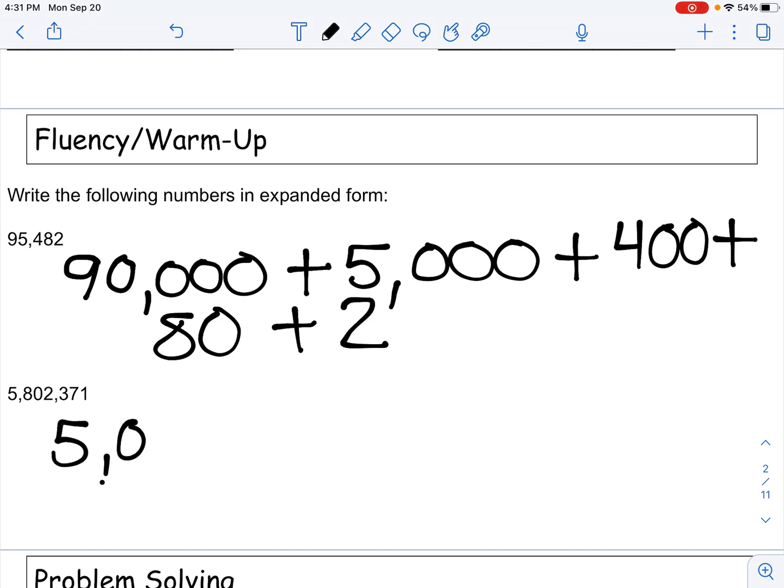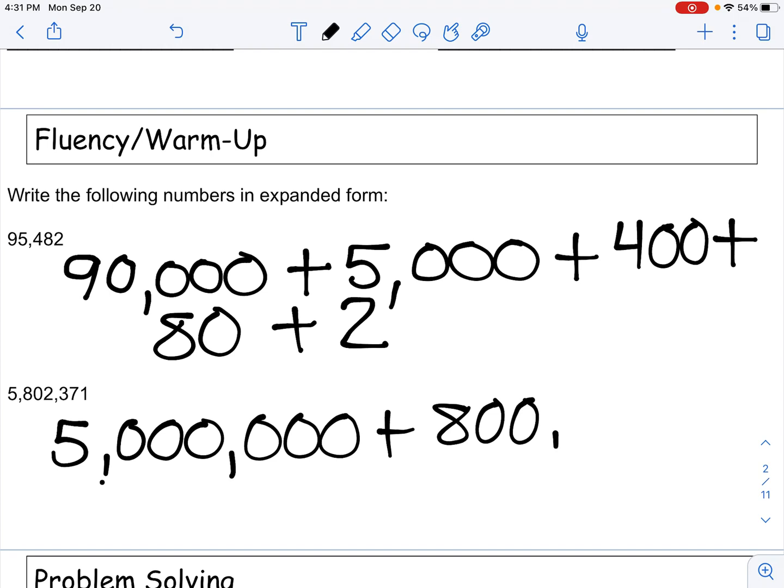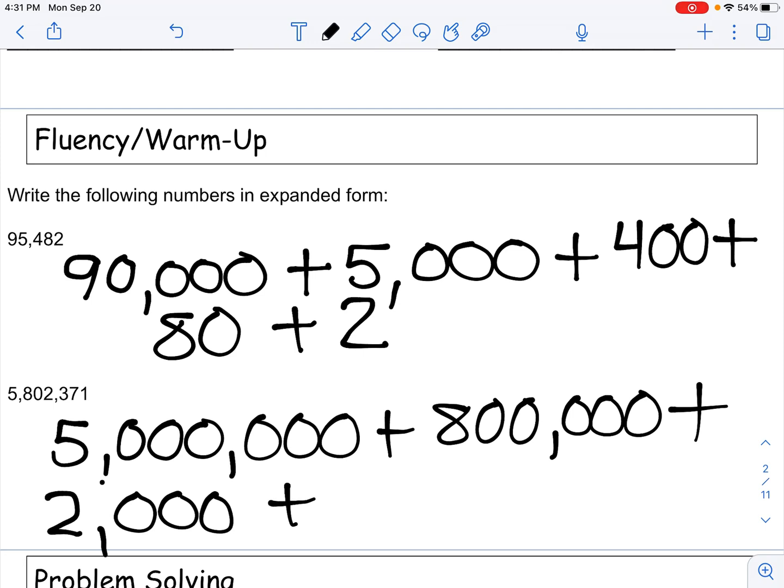Then we have 5 million for the 5 in the millions place. 800,000. Nothing in the 10,000s place, so we're going to leave that blank. The 2 is in the thousands place. The 3 is in the hundreds. The 7 is in the tens. And then 1.